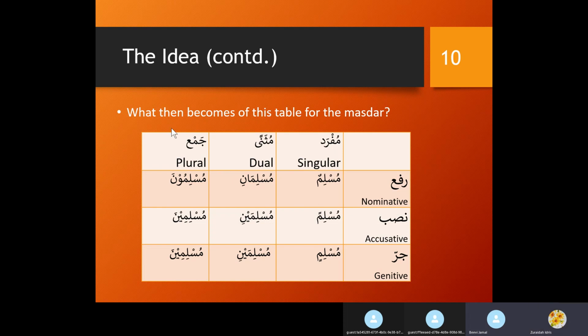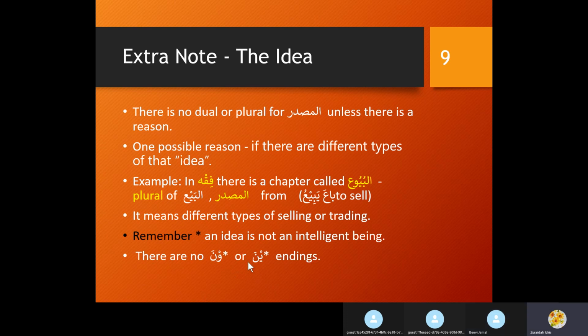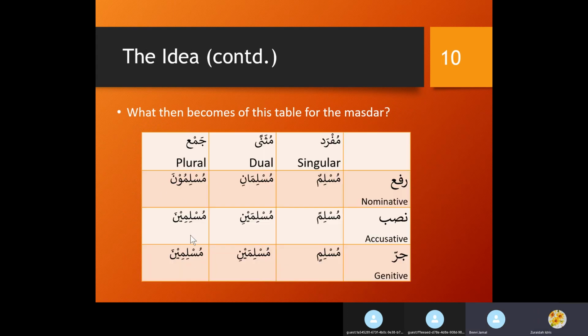Like I said just now, if there are no una and ina endings, what can we use in the place of una and ina to show that it is a plural? If you can imagine, this is not Muslimun. This is Mu'allim instead of Muslimun. What would be the ending here? The una and ina. Muallimuna. Right? But it's not intelligent, right?